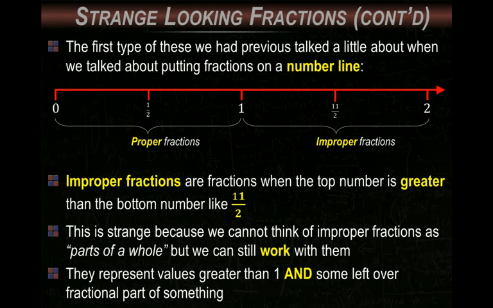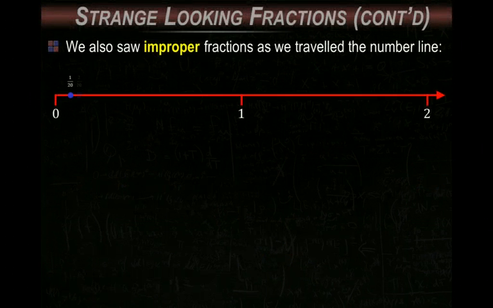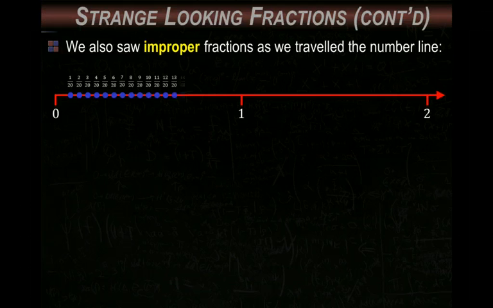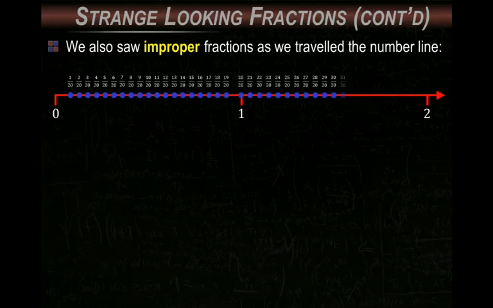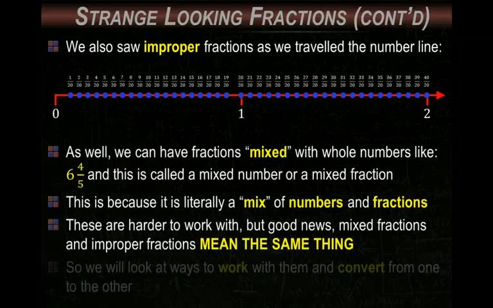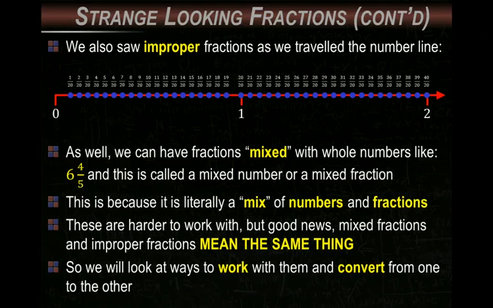This is strange because if we think of the way I originally defined fractions as parts of something, how can you have parts of something where it's bigger than 1, okay? So improper fractions are just another way to write numbers with fractional parts. Okay. Now we also saw this when we traveled the number line, right? If we start at 1 over 20, we go to 2 over 20, 3 over 20, eventually getting all the way to 20 over 20, which is basically 1. And then we keep going the other way, going all the way over here to 40 over 20, okay? This again shows this idea of some fractions getting the top number larger than the bottom number.